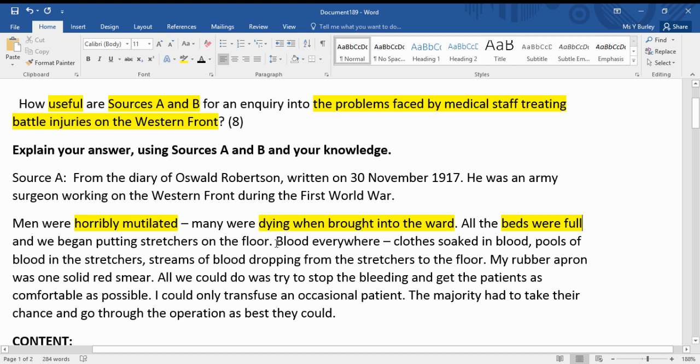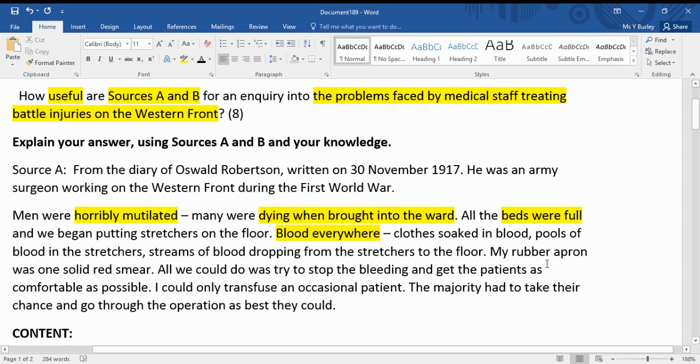Blood everywhere, clothes soaked in blood, pools of blood in the stretchers, streams of blood dropping from the stretchers to the floor. Okay, clearly we know that blood loss was a big problem. So there's blood everywhere. They're seemingly struggling to cope with the injuries that are being faced. My rubber apron was one solid red smear. All we could do was try to stop the bleeding and get the patients as comfortable as possible.